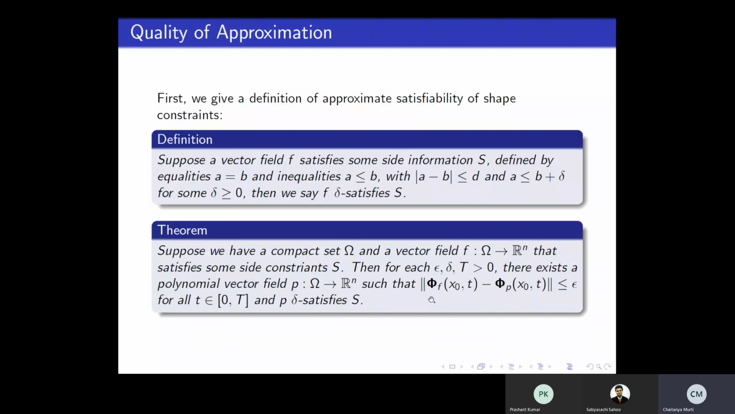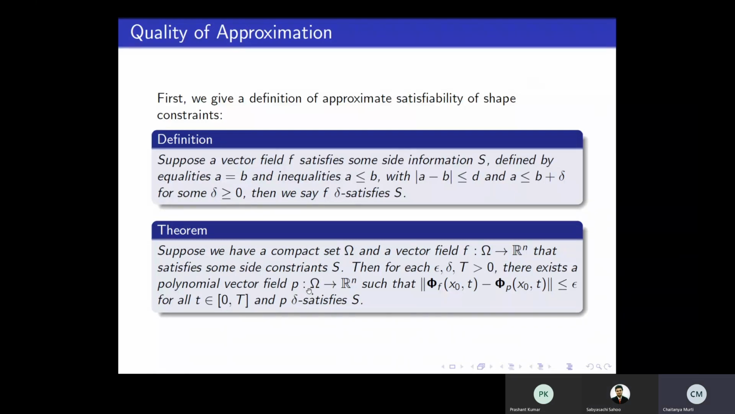So phi sub f is the trajectory, the solution to the differential equation x dot is equal to f of x, starting with initial condition x naught. And phi sub p is the solution to x dot is equal to p of x starting at x naught. So these are the trajectories. They always stay close to one another for all time on 0 to t, and they always remain epsilon close. This is like an L2 norm. And the polynomial p also delta satisfies S.